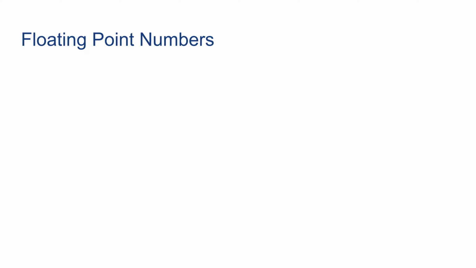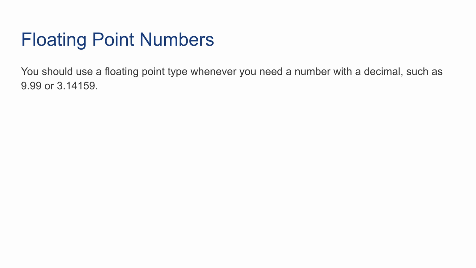Alright, so now we're going to talk about floating point numbers. You should use a floating point type whenever you need a number with a decimal, such as 9.99 or 3.14. There are really two types of floating point numbers.